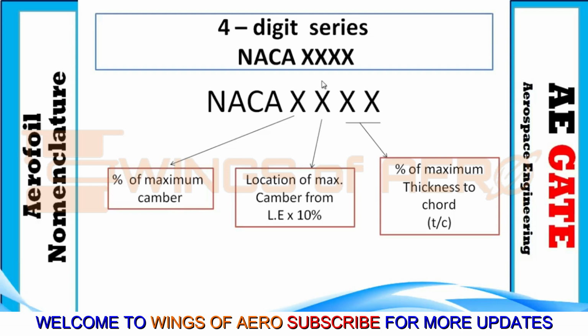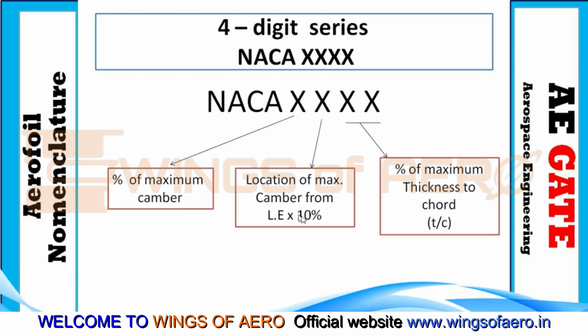Now consider the second digit, which gives the location of maximum camber from the leading edge, multiplied by 10%. Suppose the digit is 2, then it will be 20% of the chord, the location where we have the maximum camber. And the last two digits always explain the maximum thickness to chord ratio. If we have 1 and 2 here, we have a 12% thickness to chord ratio.